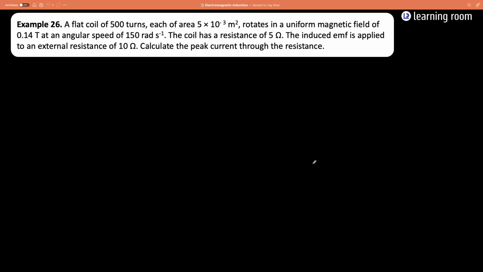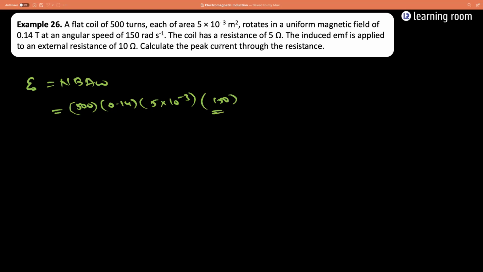So E naught will be equal to NBAω. N is 500, B is 0.14, A is 5 × 10^-3, and ω is 150. They're asking for the peak current. So once you calculate E naught, peak current will be equal to E naught divided by R. So this value divided by R, which is going to be 10, calculated, that will give you the answer.